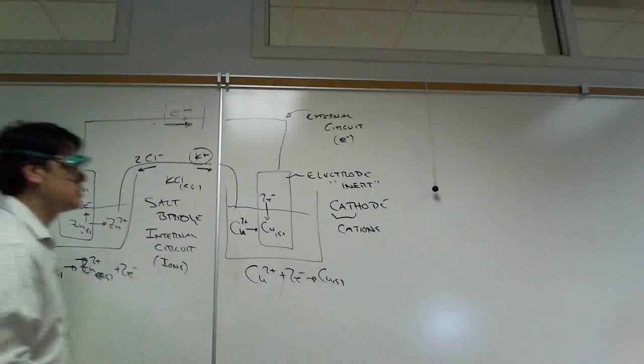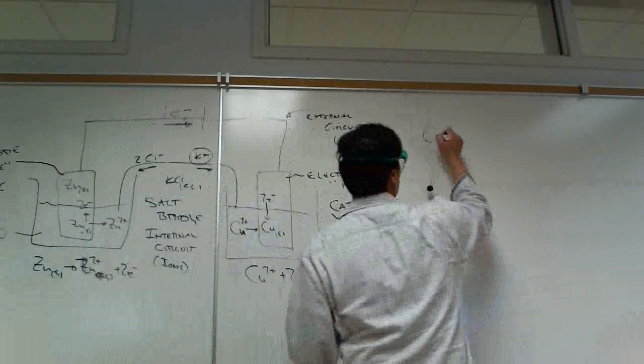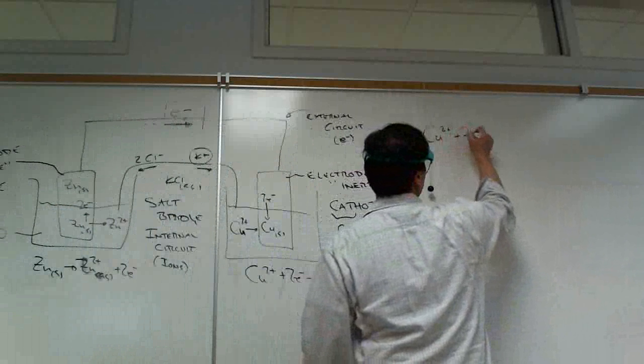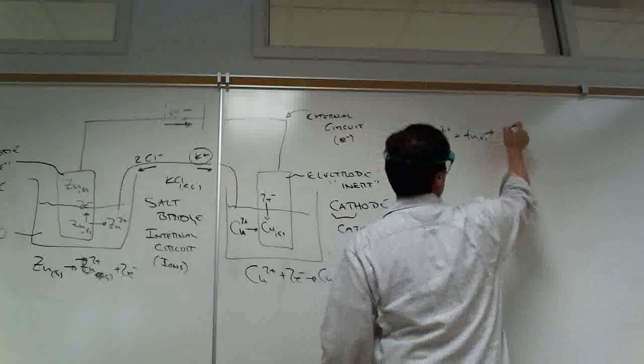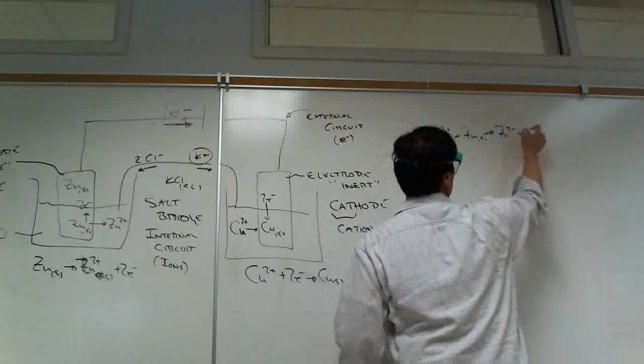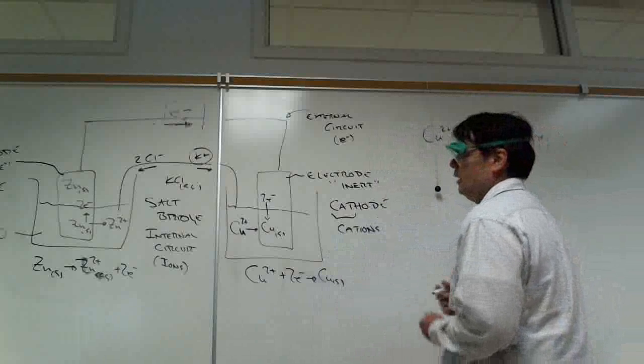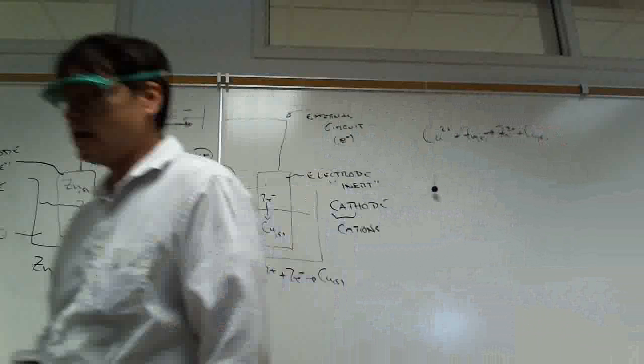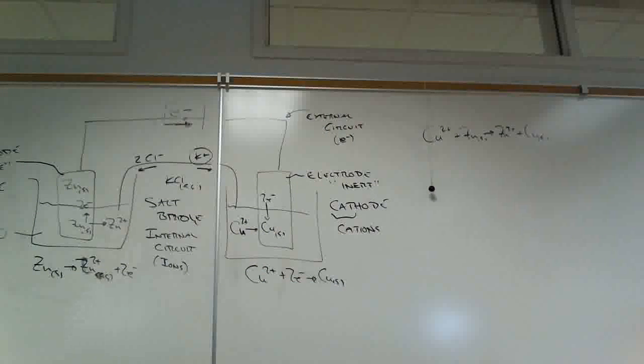And the net reaction here is this. The copper 2+ oxidizes the zinc solid to produce Zn2+ plus copper solid. We get net 2 moles of electrons flowing for every mole of copper and zinc that react. Okay, and we generated voltage around 1 volt.